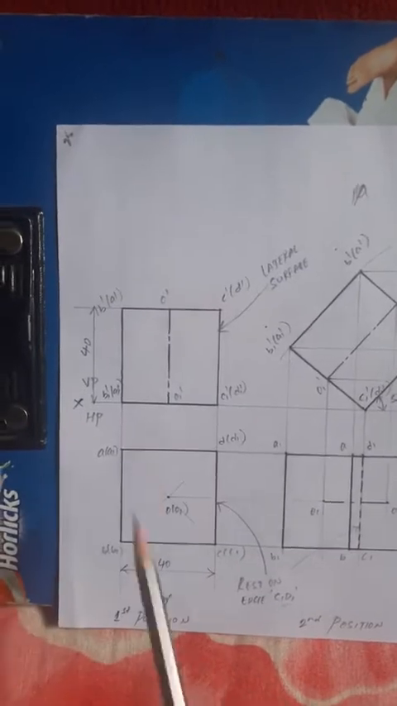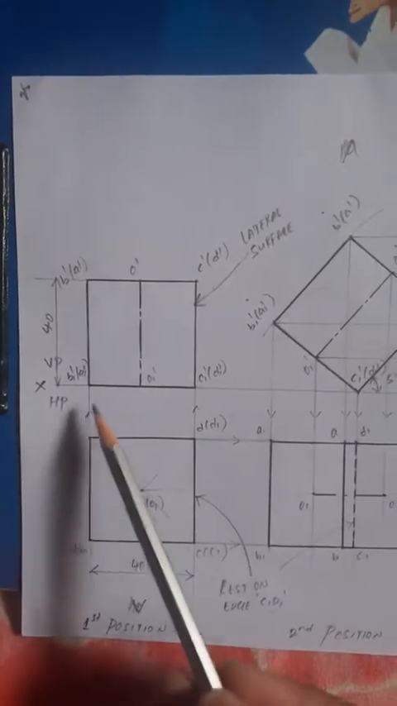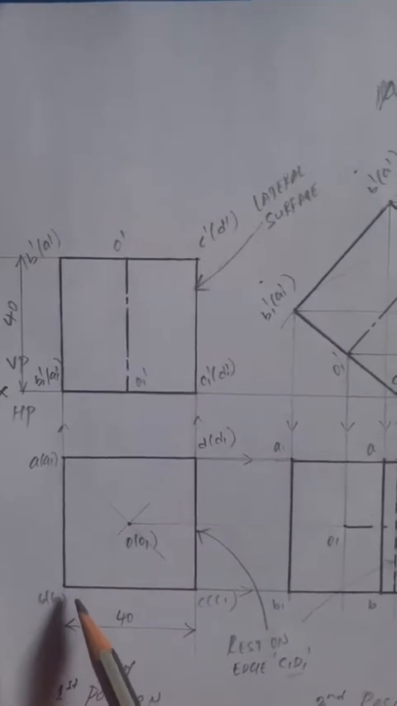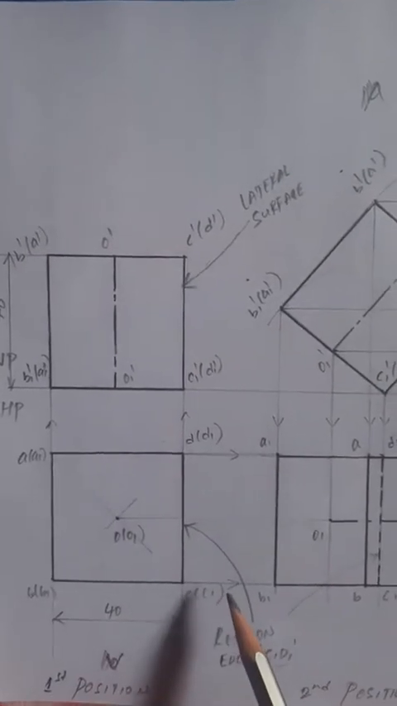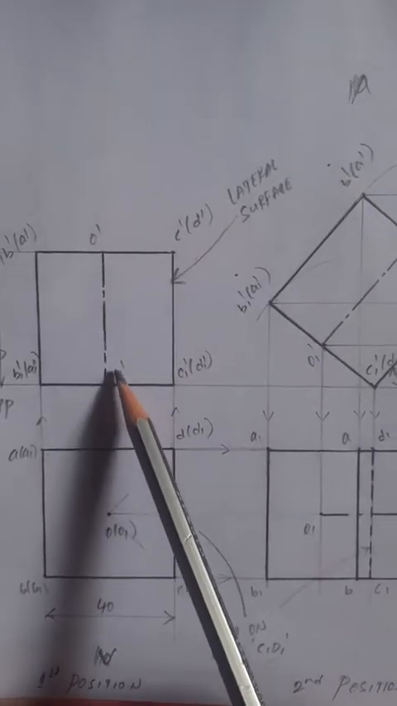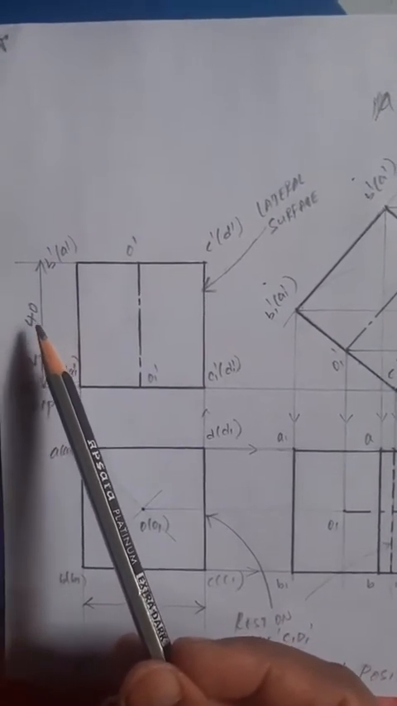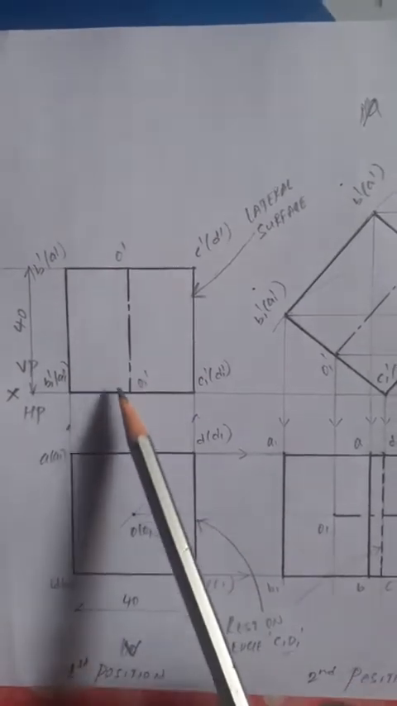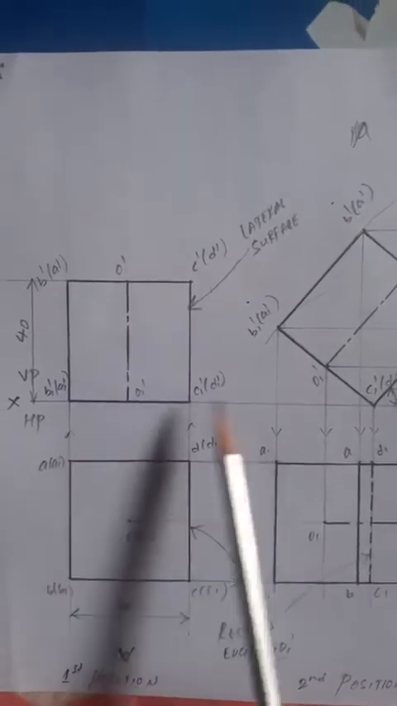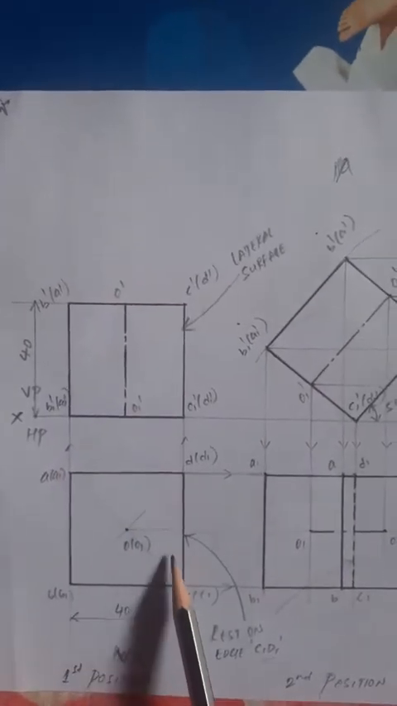Now project all the corners vertically upward. The base corners you can see here: B1 dash visible, A1 dash invisible, C1 dash visible, D1 dash invisible, O1 dash. Now from O1 dash, what is the height here? It is a cube, right? The slant edge also is 40 only. Take 40 from all the corners vertically upward, then make it also a square, right? That completes the first position, top view and front view.